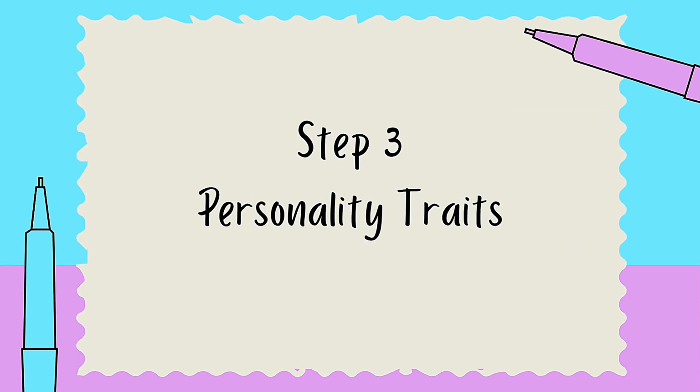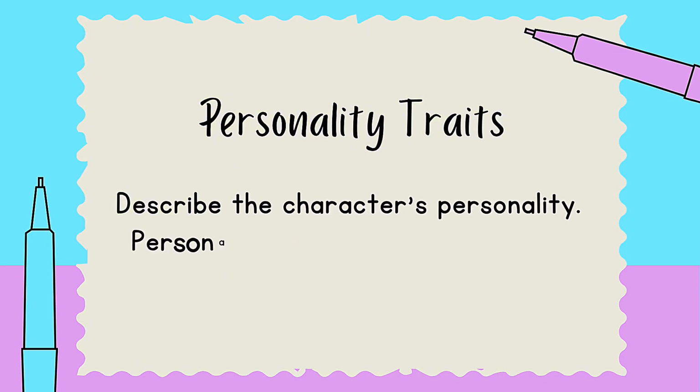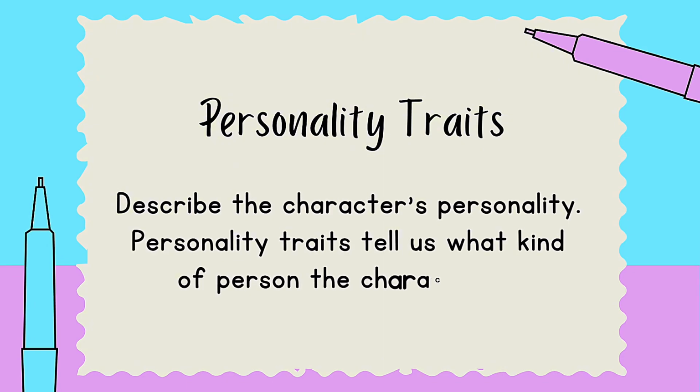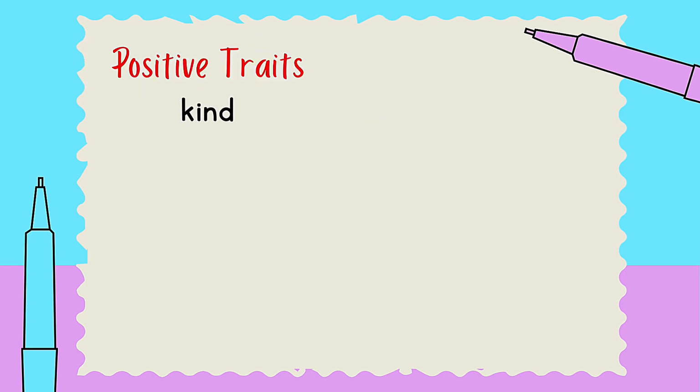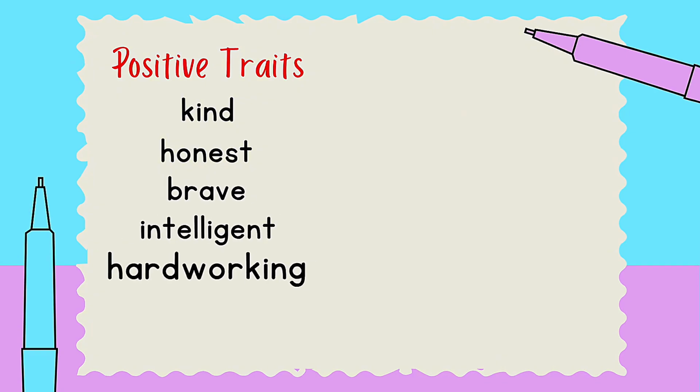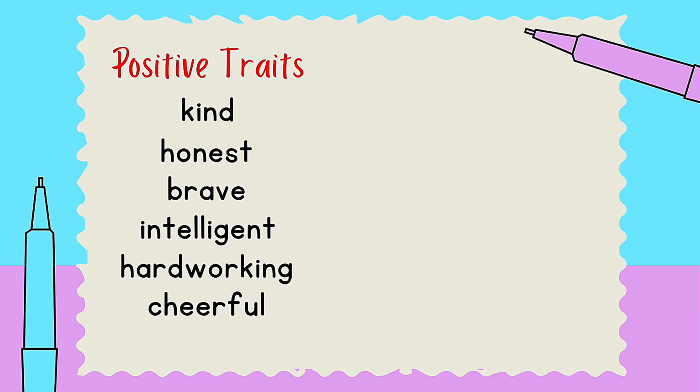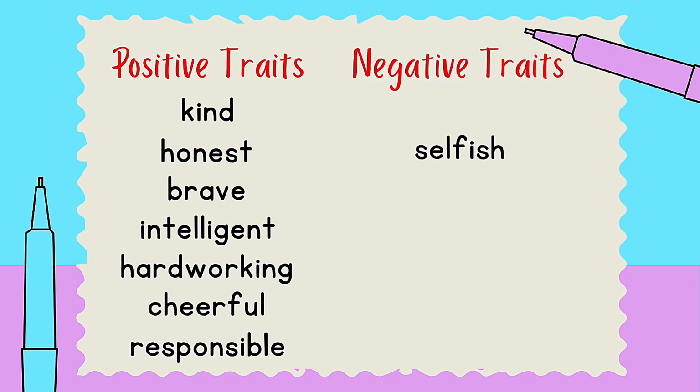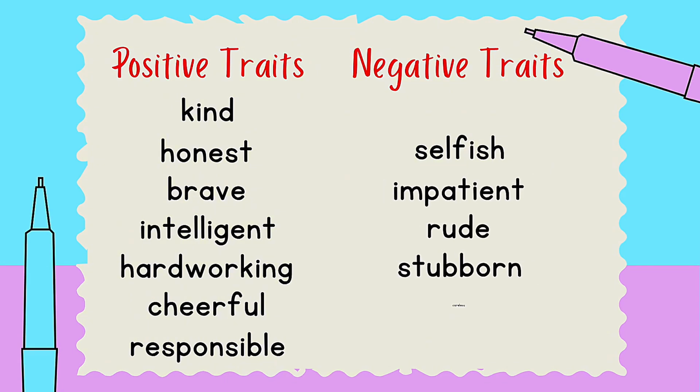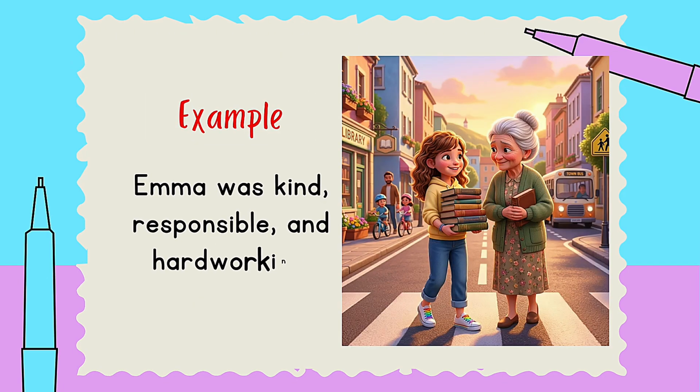Step 3. Personality traits. Now, describe the character's personality. Personality traits tell us what kind of person the character is. Positive traits: kind, honest, brave, intelligent, hardworking, cheerful, responsible. Negative traits: selfish, impatient, rude, stubborn, careless. Example: Emma was kind, responsible, and hardworking.